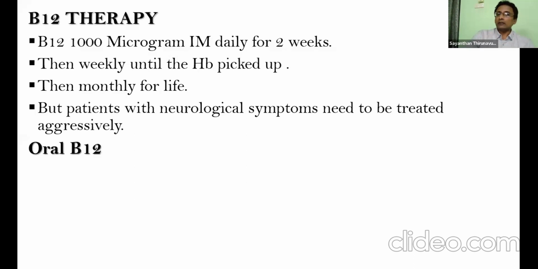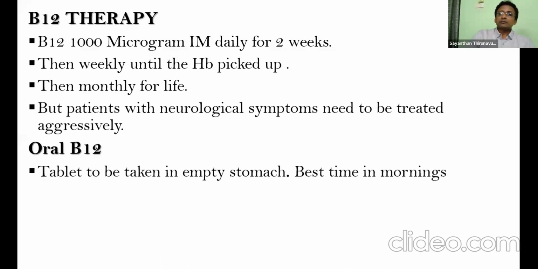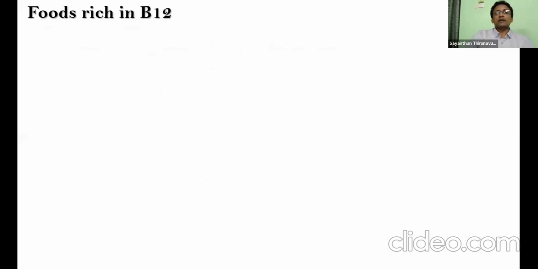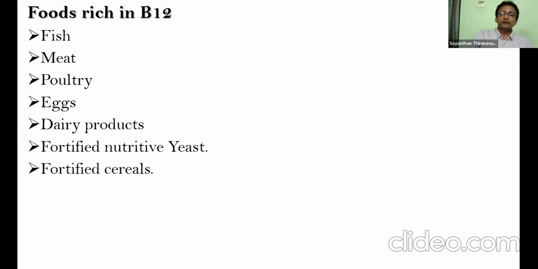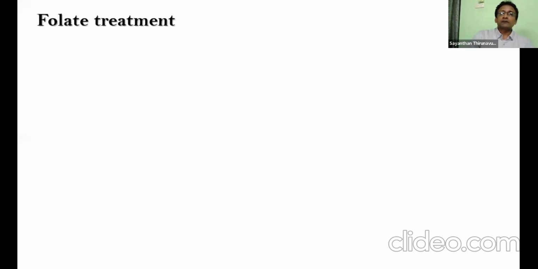Nowadays, you are aware that oral B12 is also available, sublingual as well as oral. The oral B12 tablet is to be taken on an empty stomach. There are some prerequisites, and the best time is in the morning. Do not chew or bite the tablet. And what are the foods rich in B12? Fish, meat, poultry, eggs, dairy products, fortified nutritive yeast, fortified cereals. That's all about the B12.